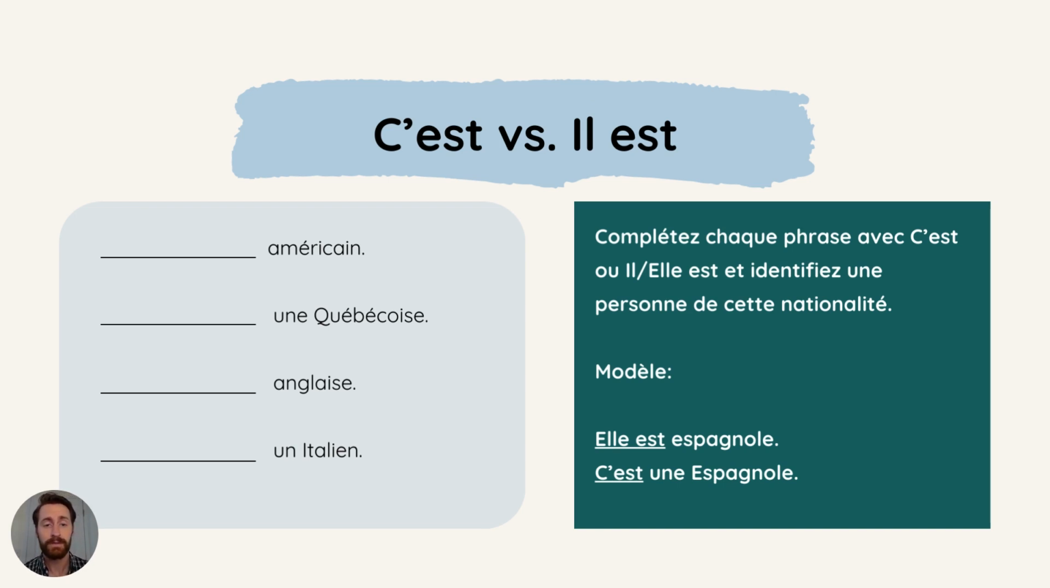Numéro 2. C'est une Québécoise. Céline Dion est québécoise, par exemple. Il est anglais, elle est anglaise. Adèle est anglaise. Et c'est un Italien. Mahmoud est un Italien, par exemple.